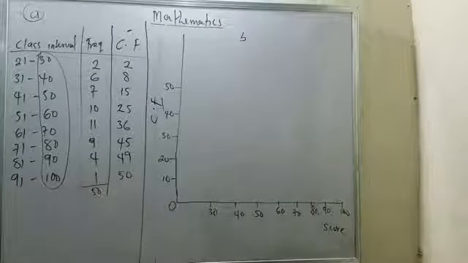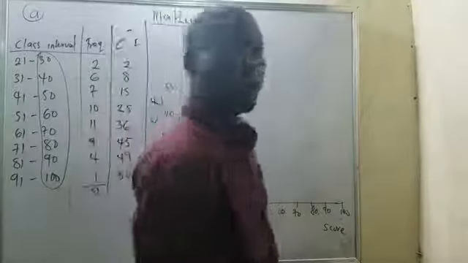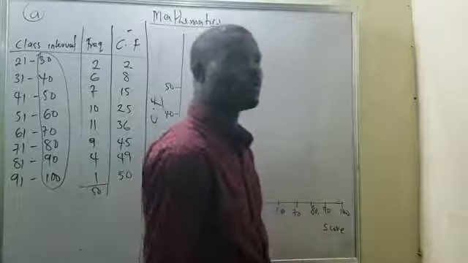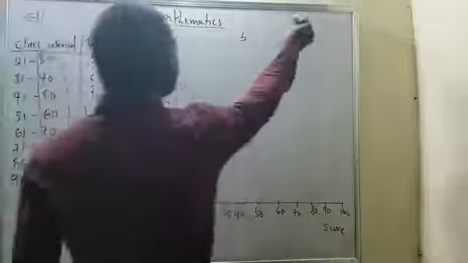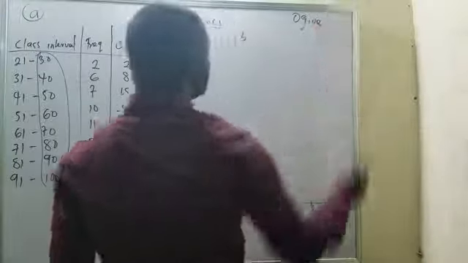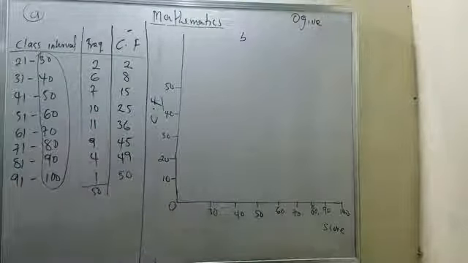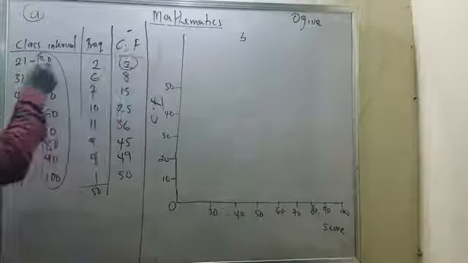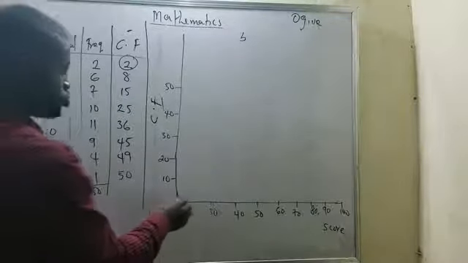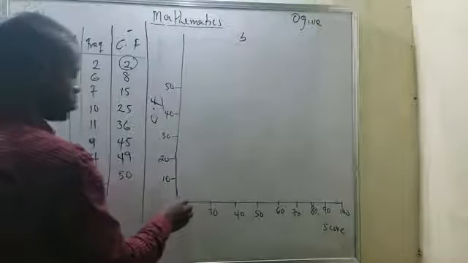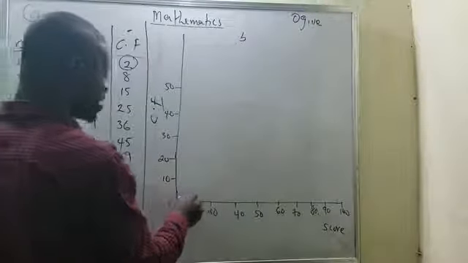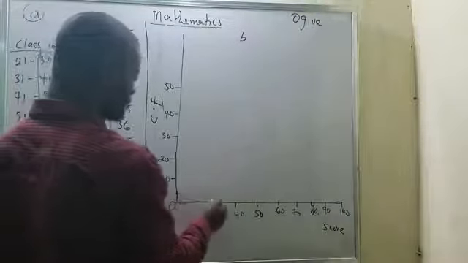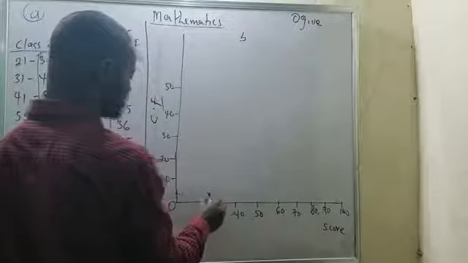Very, very important. Now, it's time to plot my cumulative frequency. Some people call it Ogive. Ogive is the same as cumulative frequency. Now, it's time to plot the graph. For 30, the cumulative frequency is 2, so 2 will be somewhere here. I'm sketching, so I'll have it here.